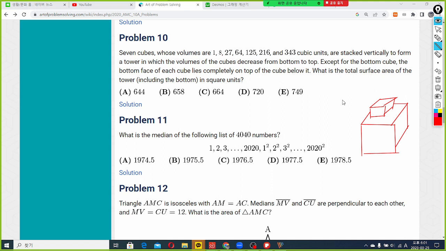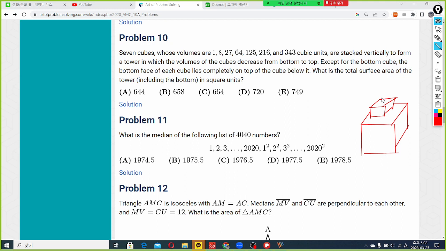Yep. So let's look at this tower from the top. Okay, I think I am close. I got 642. Oh, it's close.